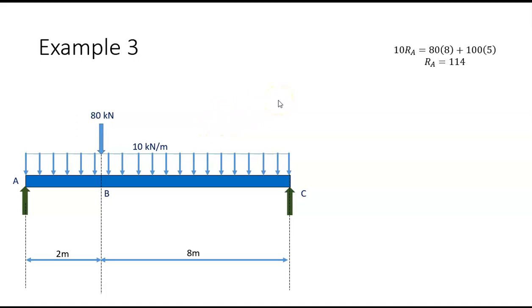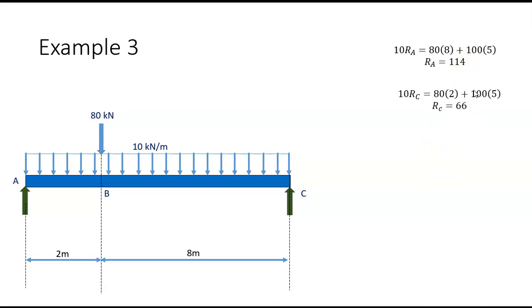So if we take the moments about C, we'll see that the clockwise moments, 10 RA, is equal to the anti-clockwise moments, which is 80 by 8, that distance there. And it's going to be 10 by 10, which is 100, 100 acting through the centroid, which is 5. So it's 100 by 5. So the reaction force at A is 114 kilonewtons. That should be kilonewtons.